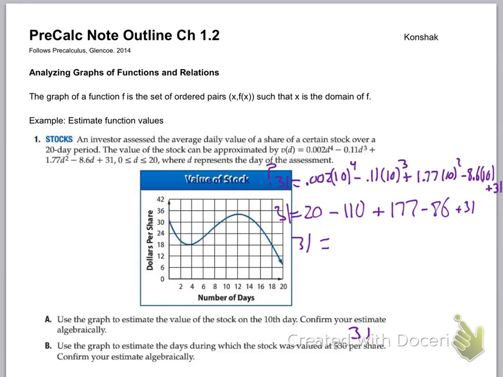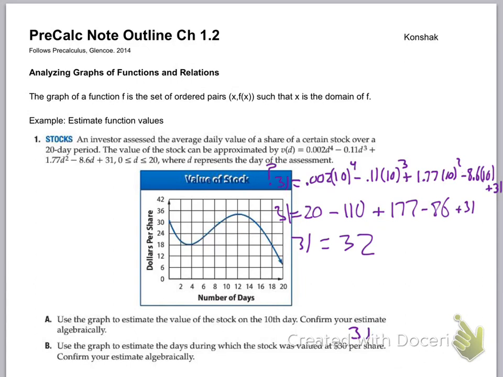31 equals 32. We actually were off. Is that okay, though? Yeah, that's for approximation, so therefore we tried to confirm it algebraically. We did not confirm it, but we found the actual value at day 10.